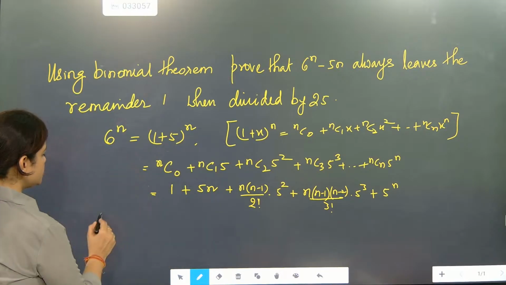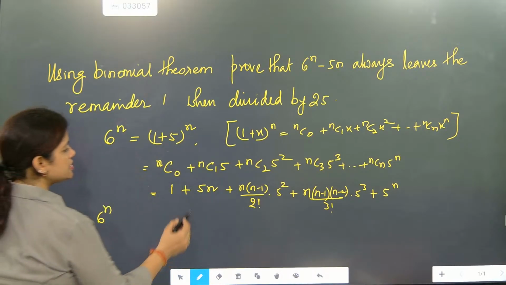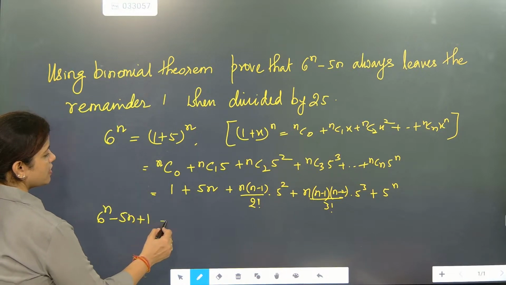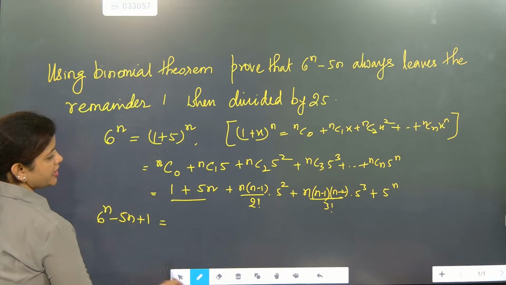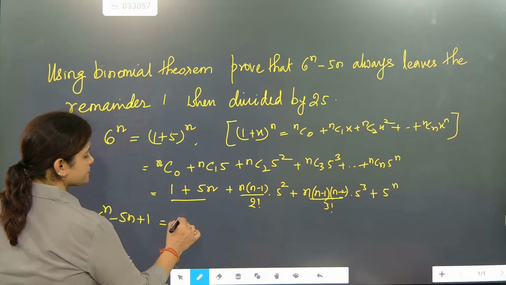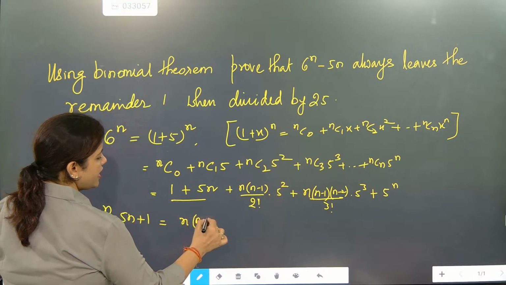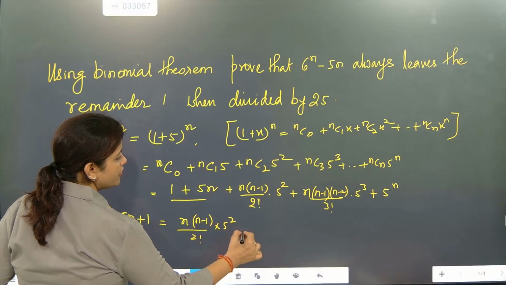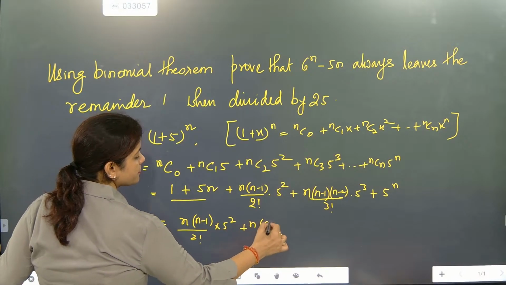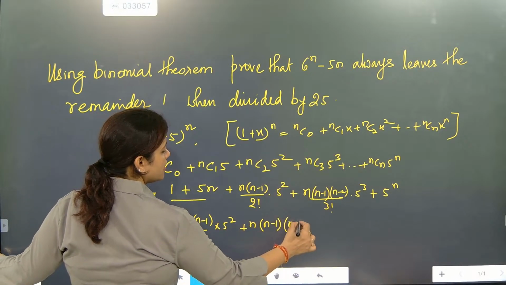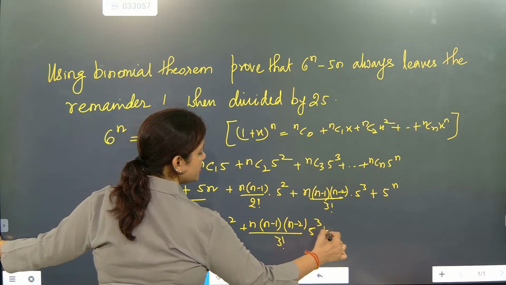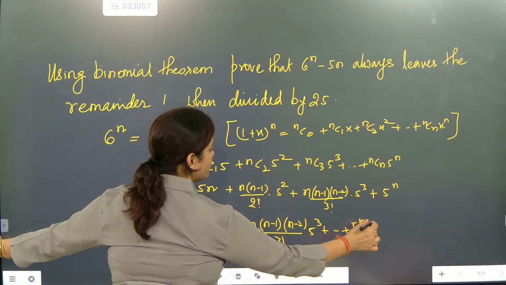Now in 6 to the power n, this 5n will come here, it will become minus 5n plus 1. These two terms shifted this side. Now what is coming? (n minus 1)/2 factorial into 5 to the power 2 plus (n minus 1)(n minus 2)/3 factorial into 5 to the power 3, till 5 to the power n.